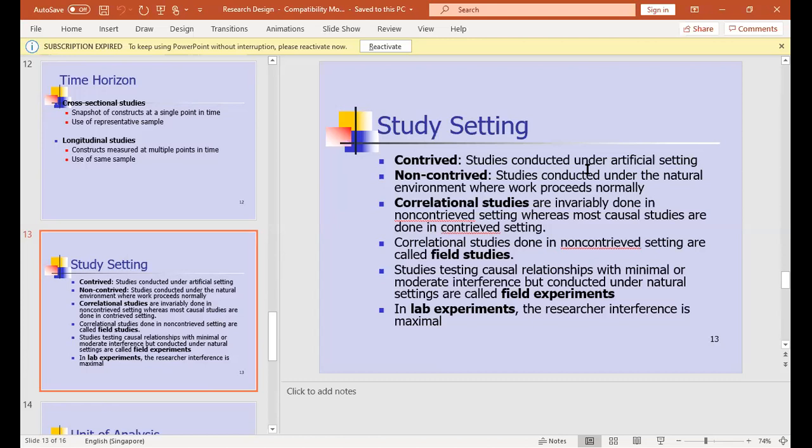Now, when you look at the study setting, these studies can be further described as field studies, field experiments, and lab experiments. When you say field studies, these are conducted under no conditions at all. So they are called non-contrived settings. So that's called field studies, right? Correlational studies conducted under the normal conditions are called field studies.